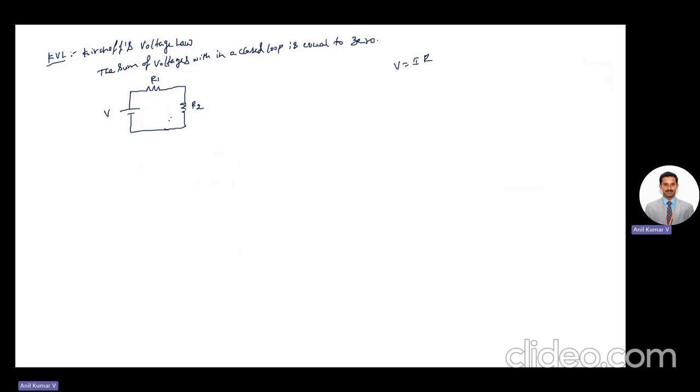So we need to assume the current flowing in the loop to always be in the clockwise direction, and I'll call this current I1. Now this I1 will flow across R1 as well as R2. If I want to apply KVL to this loop, we need to be worried about the polarities across the components. Across the voltage source, this is a negative polarity and this is the positive polarity.